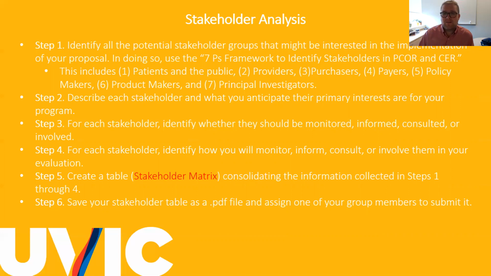I would try to identify at least one person from each of those categories or one group. Sometimes you're not able to identify a specific person. If that's the case, that's fine. We're not going to take you off points for that. But we do want you to thoroughly think through who the purchasers and the payers are. I think those are often the hardest categories to do.